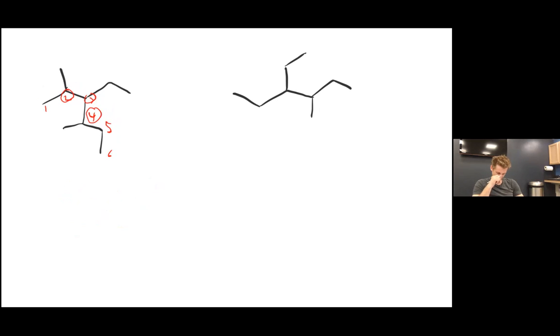All right. 6 carbons is a hexane. At position 2, we have a CH3, so that is a methyl group. On position 3, we have an ethyl. And then position 4, we have another methyl.